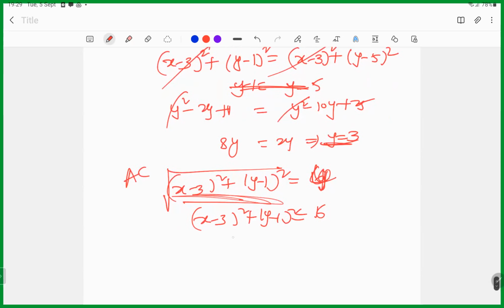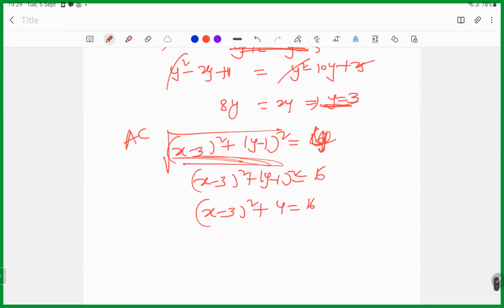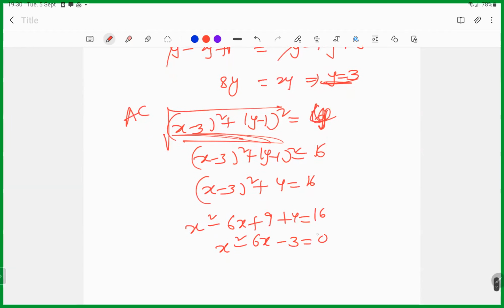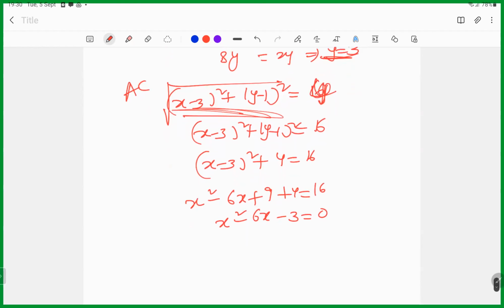Right? So what is y value? Already we know, right? X minus 3 whole square. So 2 square will be 4. Plus 4 equal to 16. Then we will get x square minus 6x plus 9 plus 4 equal to 16. X square minus 6x minus 3 equal to 0. Right?